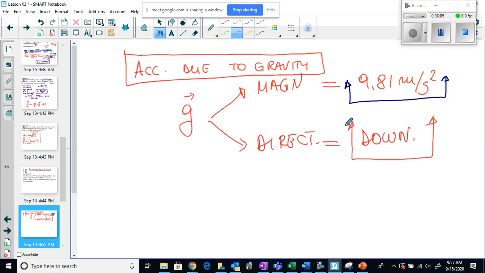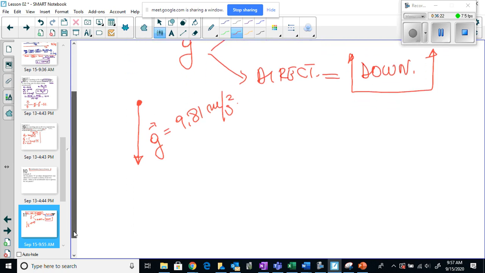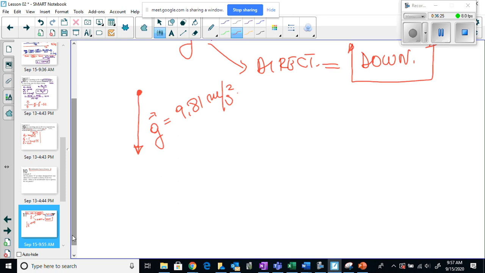So the vector that represents the acceleration due to gravity will always point toward the center of the Earth, 9.81 meters per second squared. But each planet has its own acceleration due to gravity. And the further away from the surface of the Earth you go, the lower the acceleration due to gravity is. So each planet has its own specific magnitude of the acceleration due to gravity.